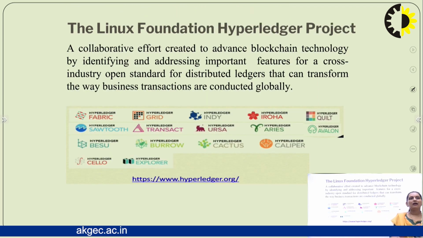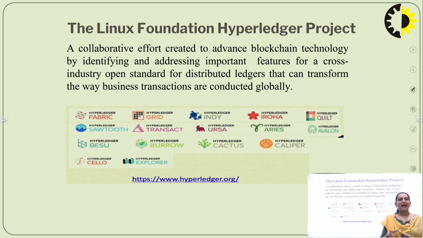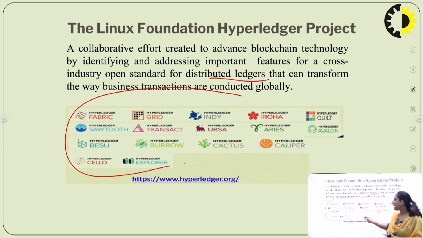So this is a Linux Foundation Hyperledger project, in which we are collaborating to advance blockchain technology by identifying and addressing the important features of cross-industry open standards and distributed ledgers, because we have a decentralized way. How can we do business, and what are the cross-industry demands? So we collaborate on blockchain technology, and these are the things that come into our Hyperledger project.